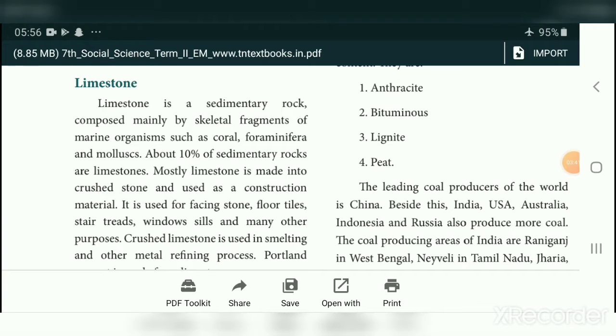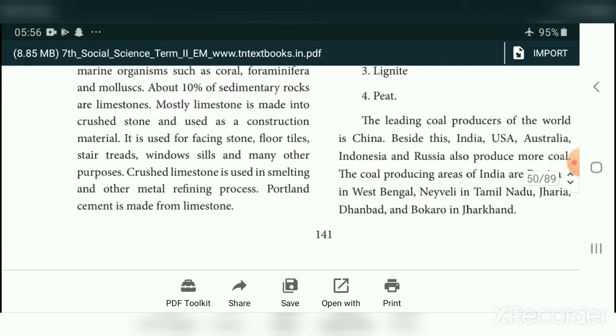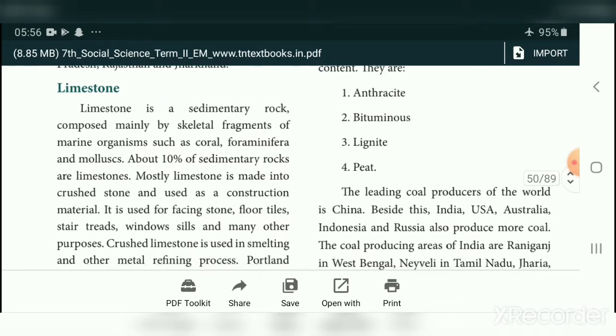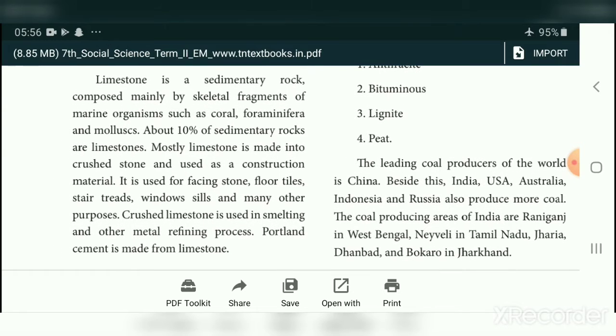In construction, we use limestone for making floor tiles, etc. It is used for facing stone, floor tile, stair tread, window sills and many other purposes. Ground crushed limestone is used in smelting and other metal refining processes. Portland cement, note this one. Portland cement is made from limestone. It looks like powder, which we call crushed limestone.